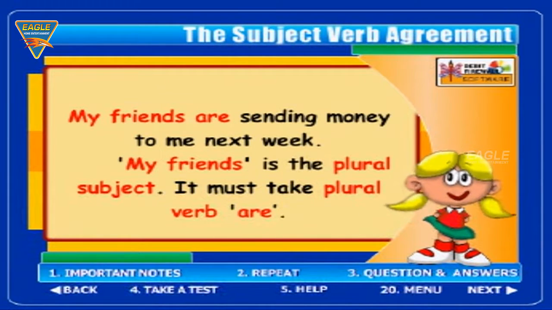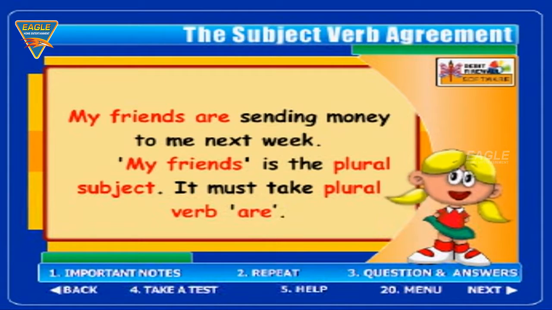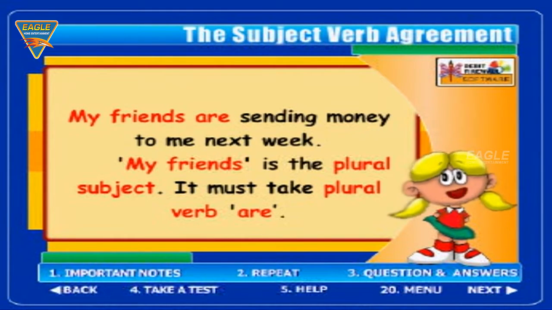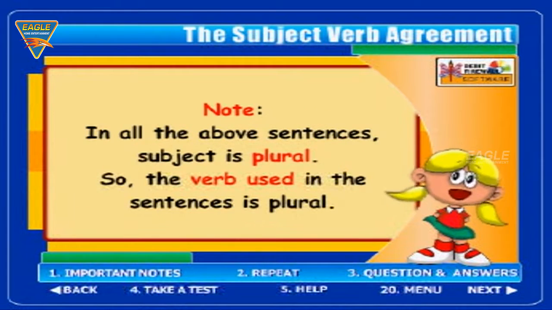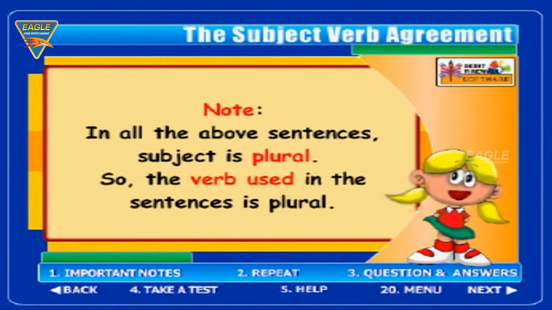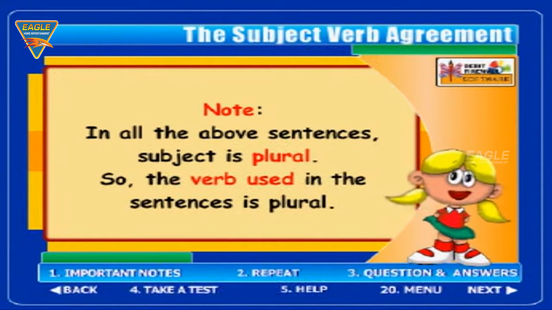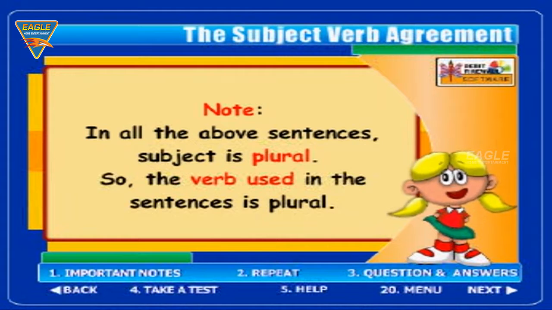My friends are sending money to me next week. My friends is the plural subject. It must take plural verb are. Note: in all the above sentences, subject is plural. So, the verb used in the sentences is plural.